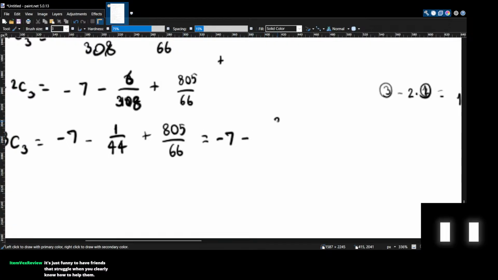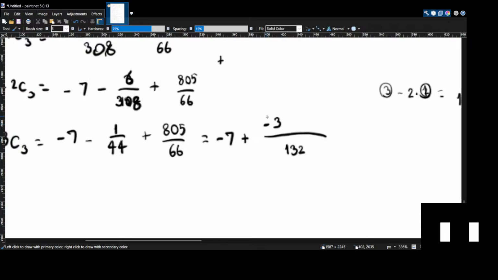Okay, it's gonna be 3 over 44. 44 is 4 times 11. You multiply that by 3 and you're gonna get 12 times 11, which is gonna be 132. This one you multiply by 2, so you're gonna have 805. This one you're gonna end up with 1610.